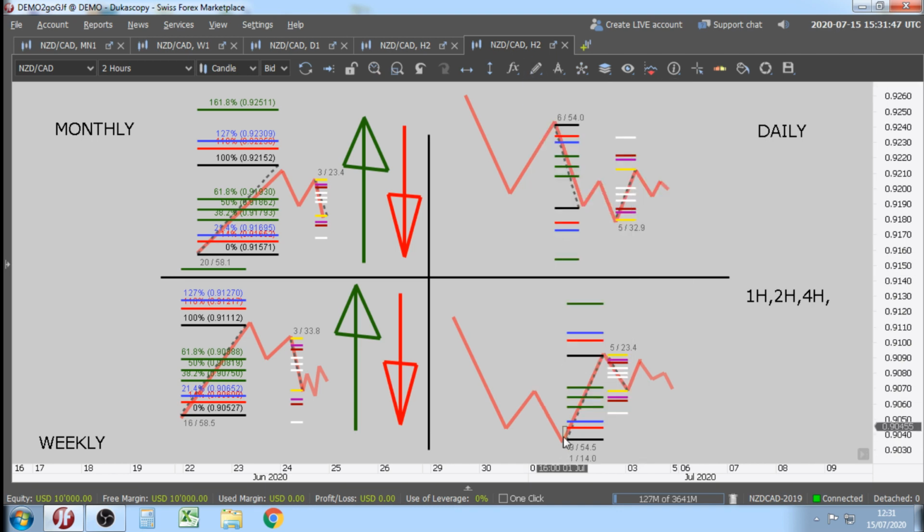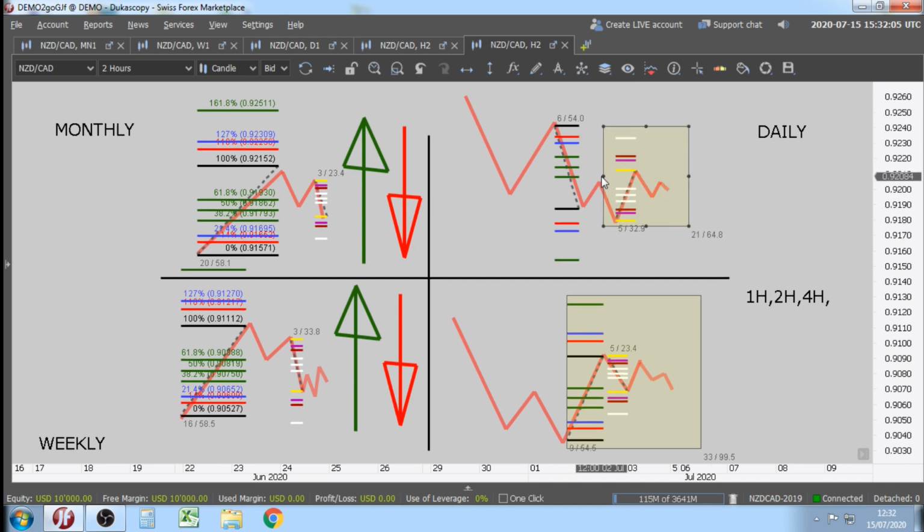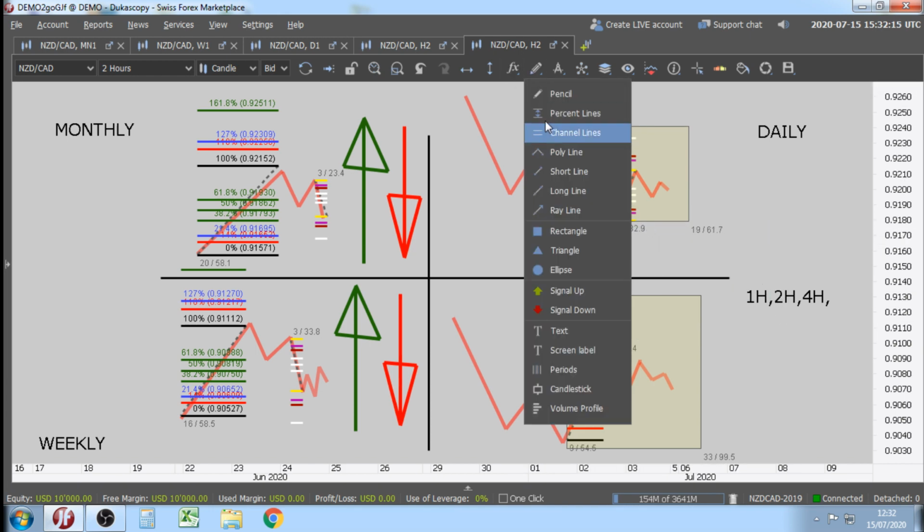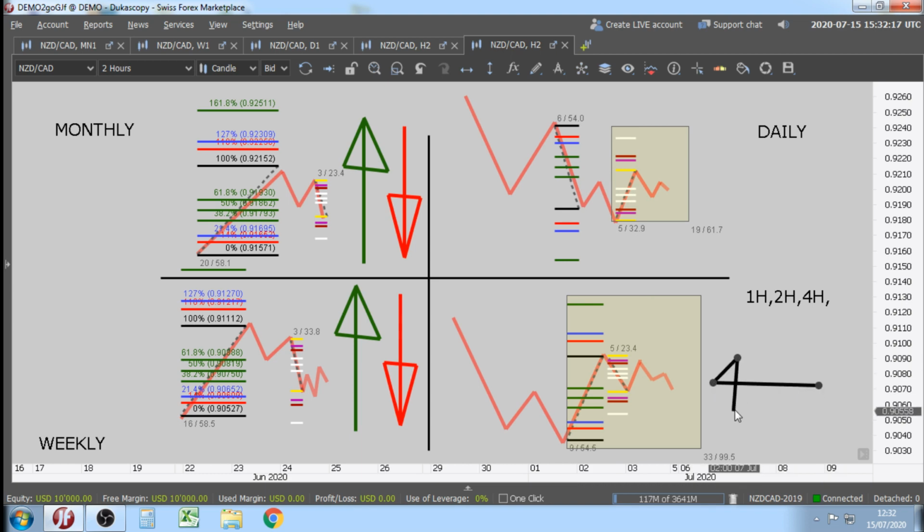So this is the answer. This is part of the answer. What we are seeing on the 1-hour, 2-hour, 4-hour chart is exactly the same as what we are seeing on the daily chart. I mean, this piece of information here. The quadrant, congratulations, Zuelius. This quadrant on the 1-hour, 2-hour, 4-hour chart is this quadrant on the daily.